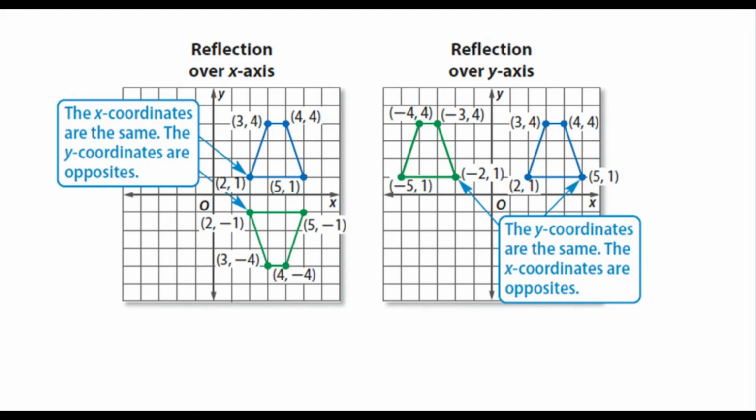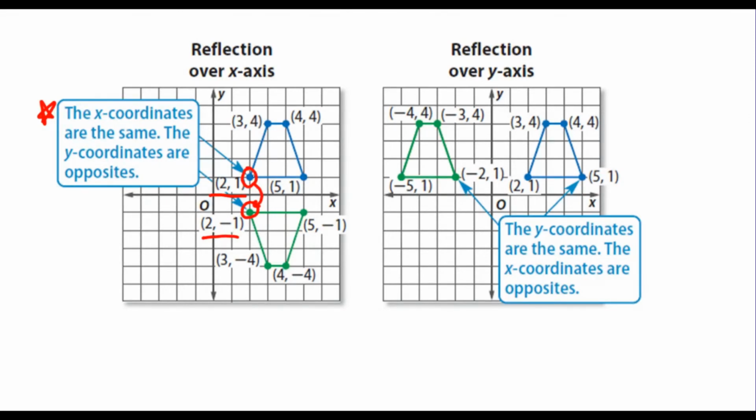So looking at this, again, we have the blue original figure and then green is the image. So we went from this point and reflected it to this point. So look at the ordered pairs. Notice when we reflected it over the x-axis, the x value did not change. It did not move left or right. Again, it only got flipped down across the x-axis. So the x coordinates are going to stay the same and the y coordinates are going to become opposite.